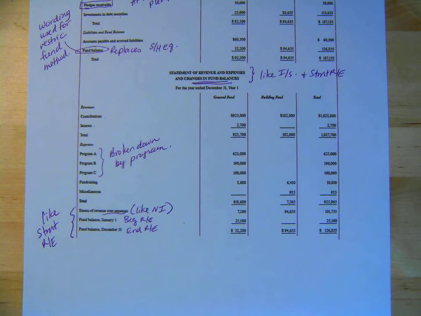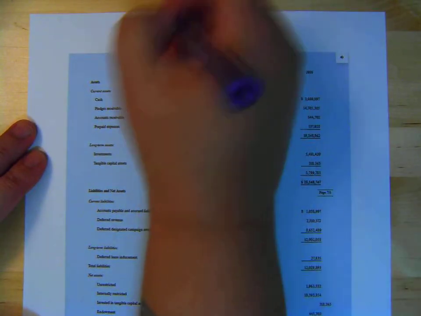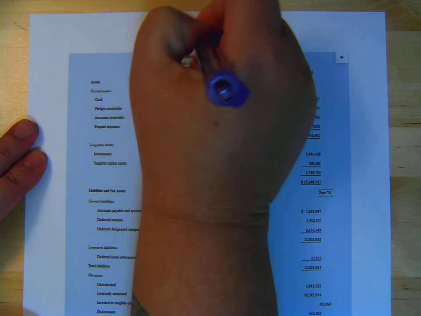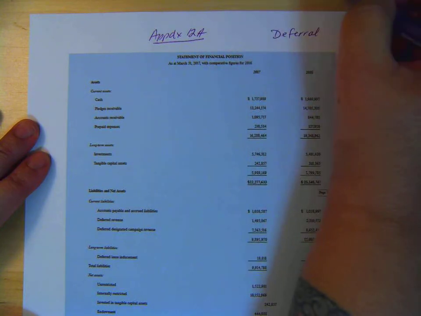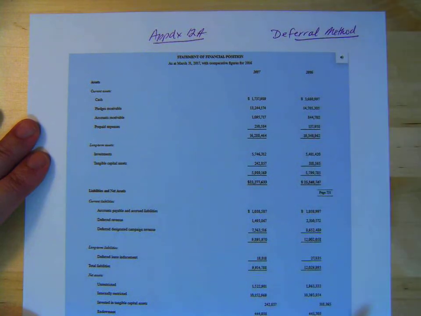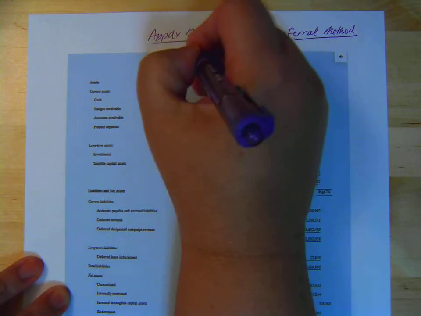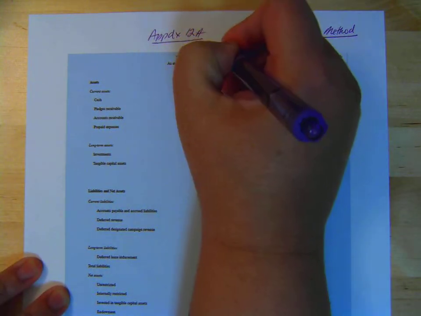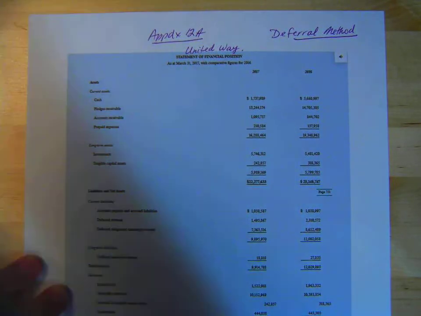Okay, if you want to turn then to the next page with the blue writing on it, this is from Appendix 12A. And this is an actual statement from the United Way, I think in Ontario. Deferral method. So this is the other method. And don't worry, we're going to get into it. Again, sorry it's so small, and I cut off the title. It should be the United Way.